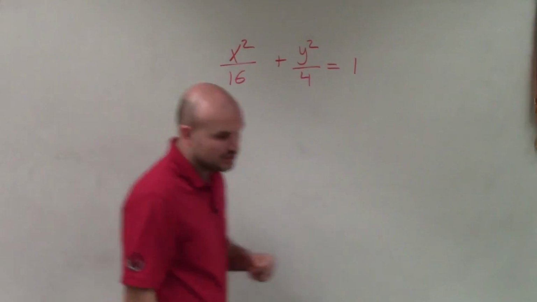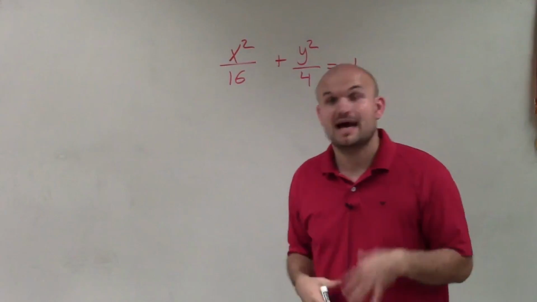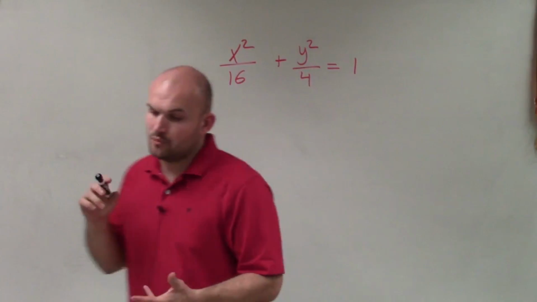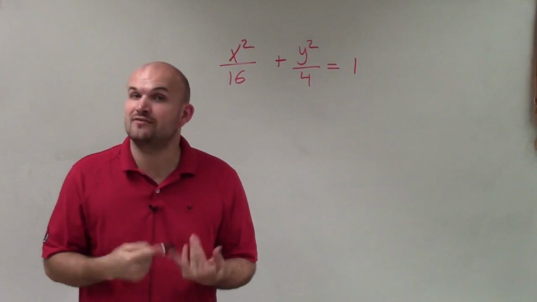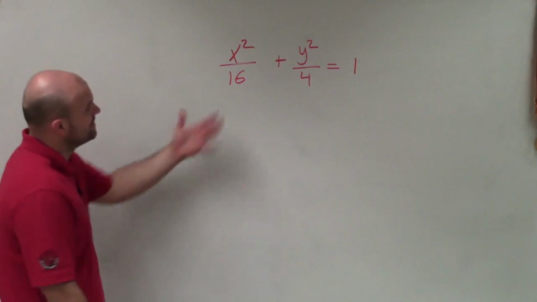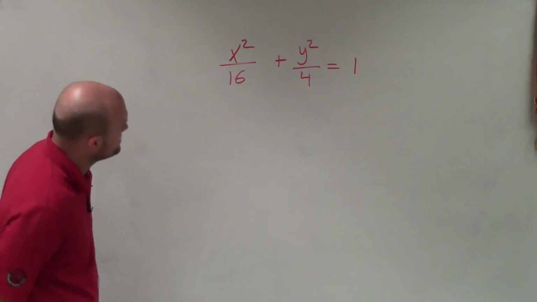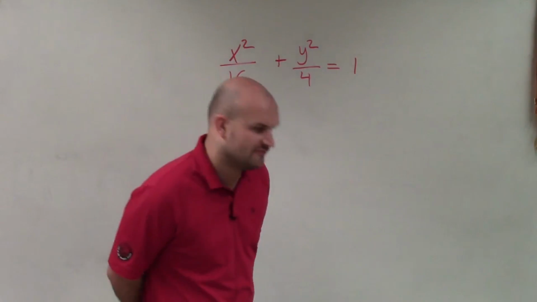Welcome. So what I'd like to do is show you how to graph this ellipse, as well as be able to identify the center, the vertices. We'll even do the foci. All right. So to be able to do that, when I'm looking at this equation, what I have is x squared divided by 16 plus y squared divided by 4.